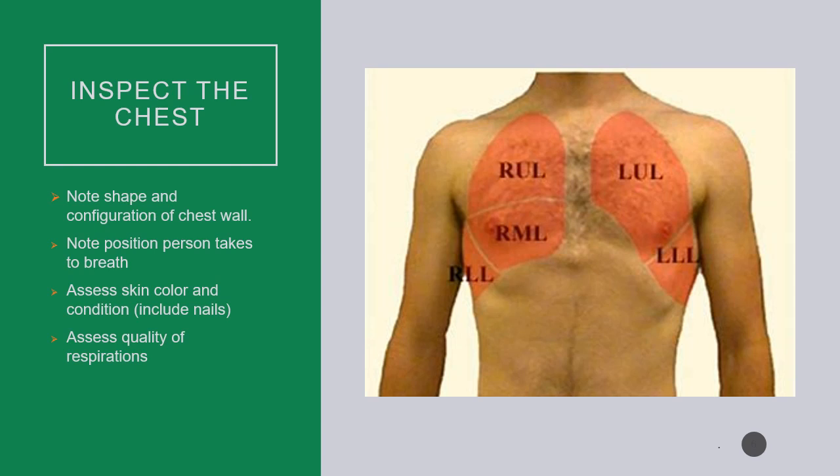Inspection of the chest starts with removing the patient's shirt or gown and just visualizing the shape and configuration of the chest wall, noting the position the person takes to breathe, and assessing skin color and condition, and this includes nail beds and looking for clubbing. Assess the quality of respirations. Are they rapid, shallow, deep, labored, and any abnormal patterning.